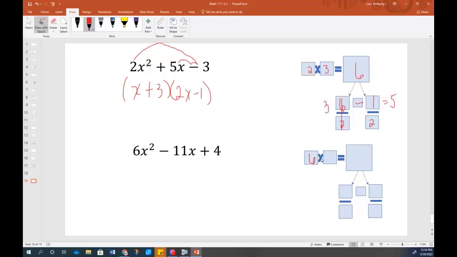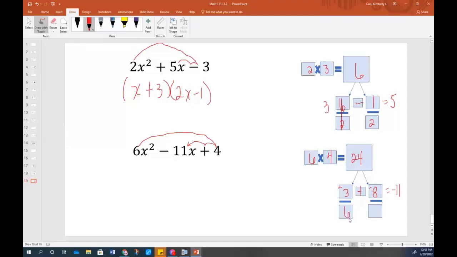Next one will be 6. Start with the leading coefficient. So 6 times 4 is 24. And that's doing the 6 times 4 is 24, what multiplies to 24 but adds to negative 11? So it has to add to negative 11. 1 and 24, 2 and 12, 3 and 8. Bam, 3 and 8, because 3 plus 8 is 11. If I want to make them negative, I just make both the 3 and the 8 negative.